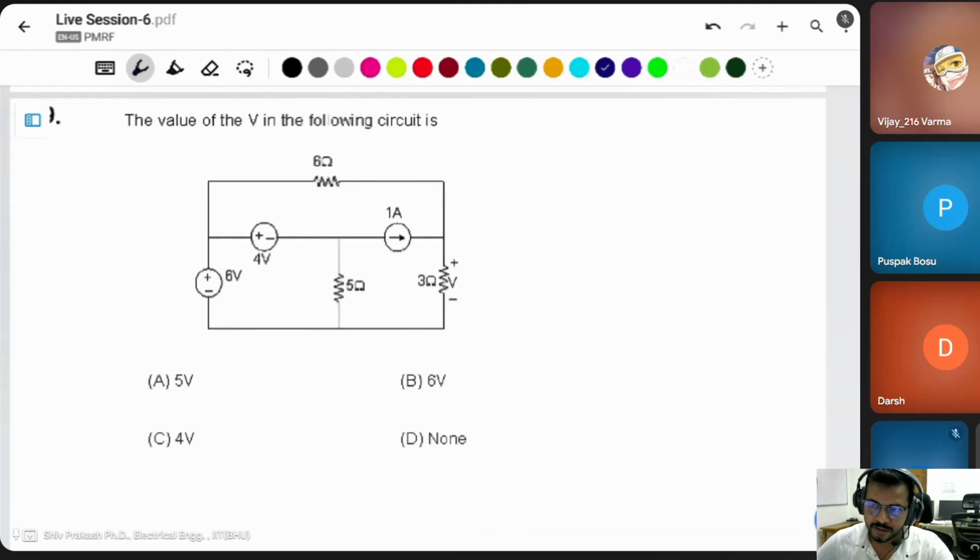Sorry, sir, I missed something. In the question, there are two loops actually, right? We took only one loop. How can we take only one loop? Actually, two loops are there, right?